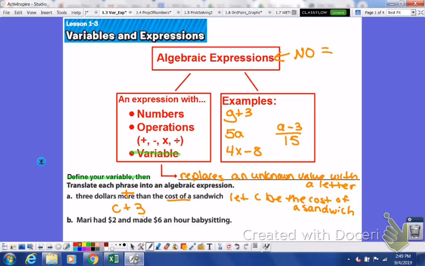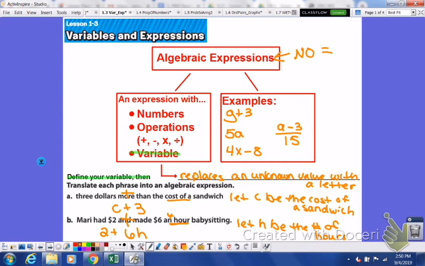In part B, Mary had $2 and made $6 an hour babysitting. So what we don't know in this case is how many hours. So to define the variable, let H be the number of hours. So she had $2 and made $6 an hour, so that tells us we're multiplying. So 2 plus 6H. She already had $2 and $6 per hour, so 2 plus 6H.